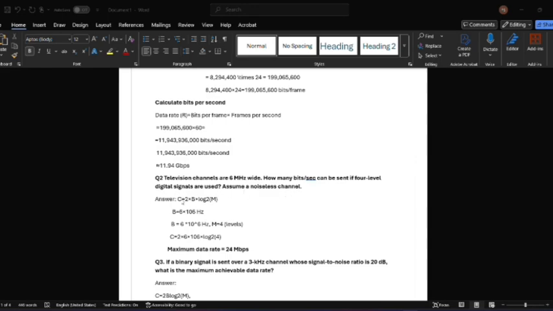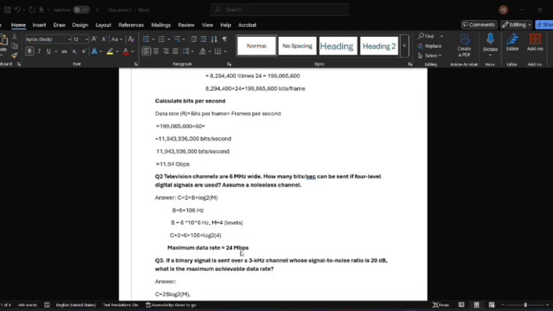The fourth problem deals with frequency division multiplexing, where 10 signals each of 4,000 Hz are combined with 400 Hz guard bands. The total bandwidth needed is 43.6 kHz, where guard bands act like safety gaps preventing interference.